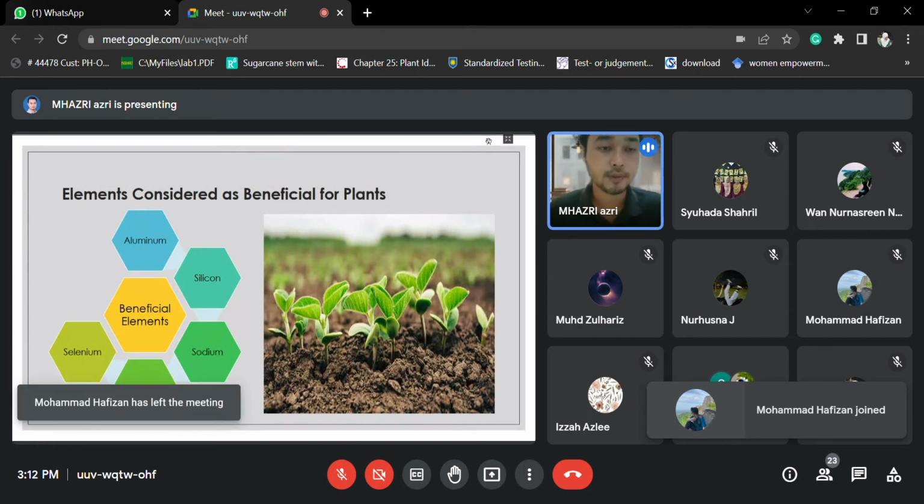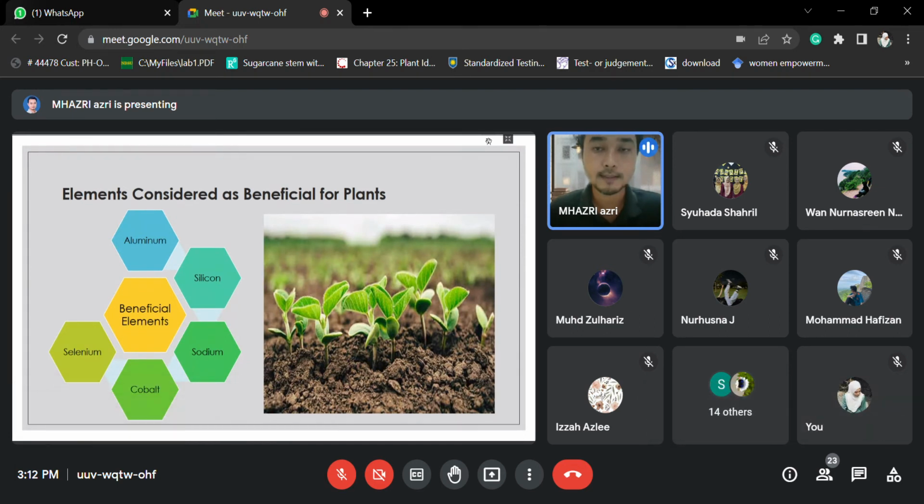Okay, so these are elements that are considered as beneficial elements for plant. First, we have aluminum, silicon, sodium, cobalt, and also selenium. Of course, beneficial elements for plant nutrition are not limited to these 5 elements only. There are a lot of other elements that are also regarded as beneficial elements. For example, vanadium, apa lagi?